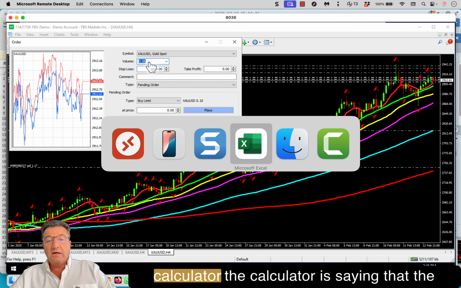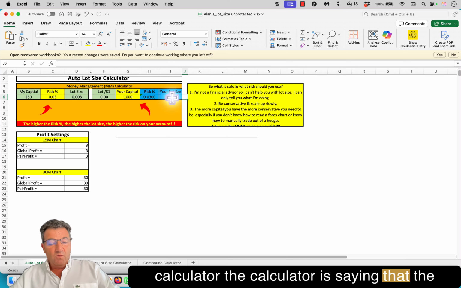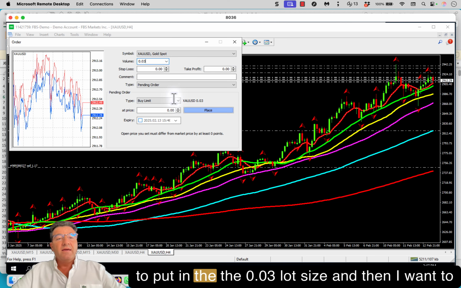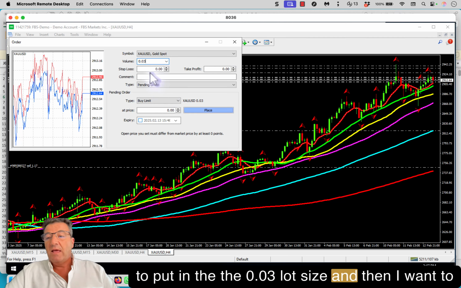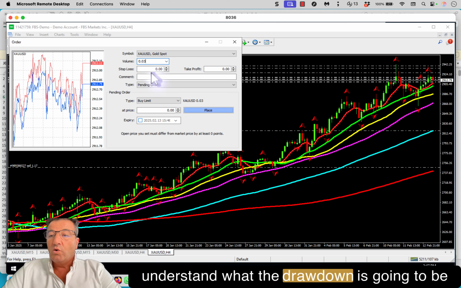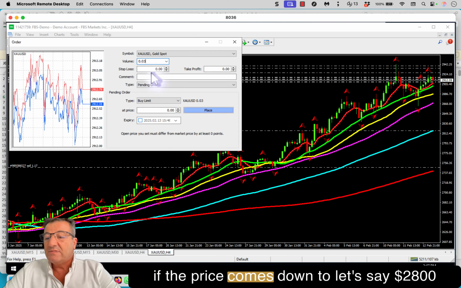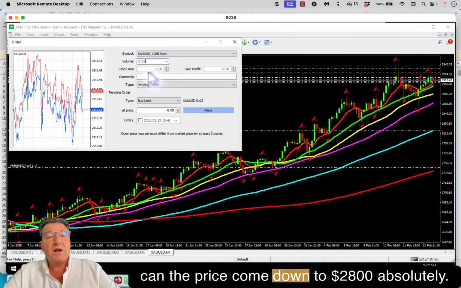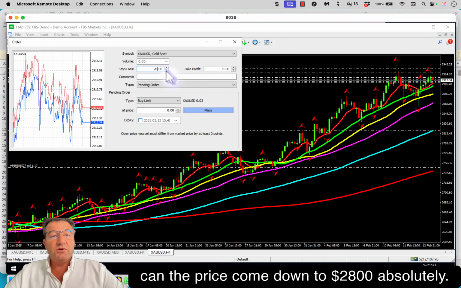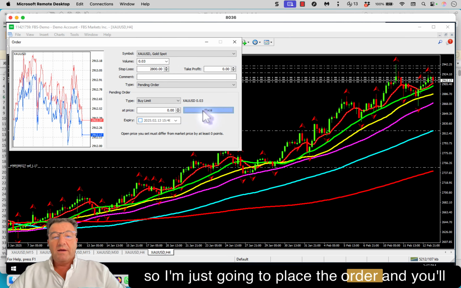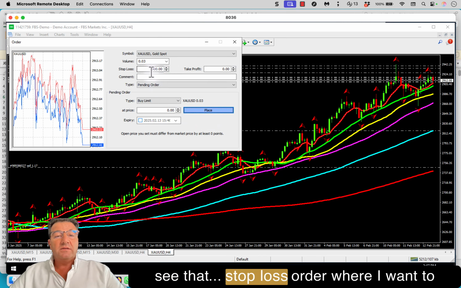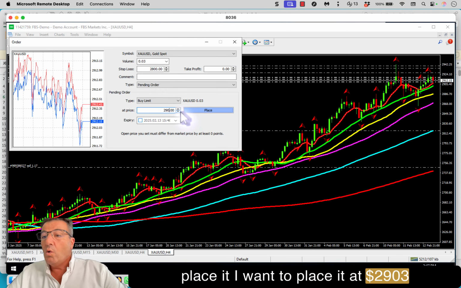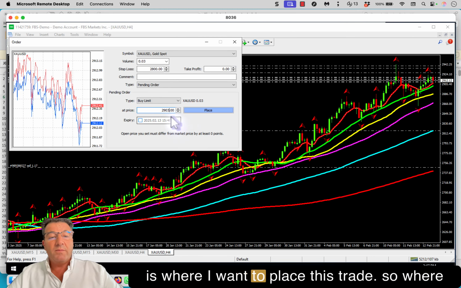If we go back to the calculator, it's saying that the robot is going to place a 0.03 lot size, so I'm going to put in the 0.03 lot size. Then I want to understand what the drawdown is going to be if the price comes down to, let's say, 2,800. Can the price come down to 2,800? Absolutely. So I'm going to place the order, and for the stop loss on the pending order, I want to place it at 2,800.